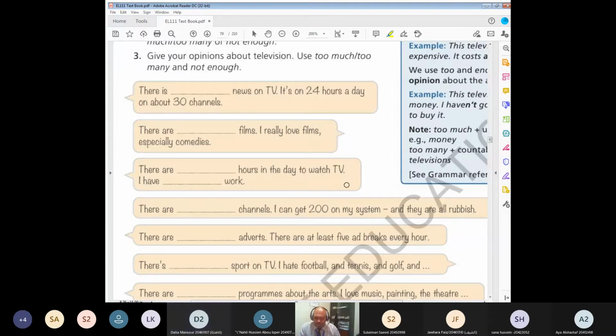This is grammar. The word news is not countable. You cannot count it. Exactly. When something is not countable, you don't use many with it. The same applies to the word information.